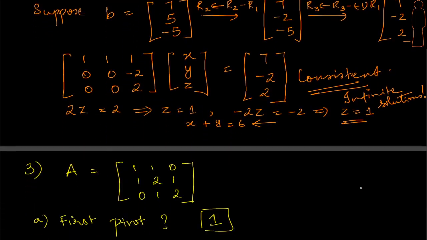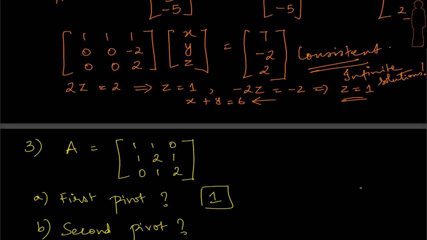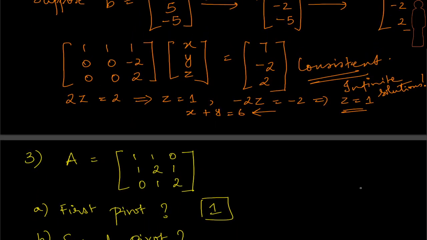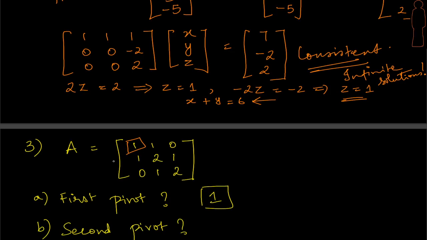Okay, let me move to the next problem. So in this problem, the questions are going to be part by part. Here we are not given a linear system, we are just given the coefficient matrix. First question is, what's the first pivot? That's pretty simple, so we are able to figure out the first pivot is here, which is going to be 1. Okay, so next question is, what's the second pivot?